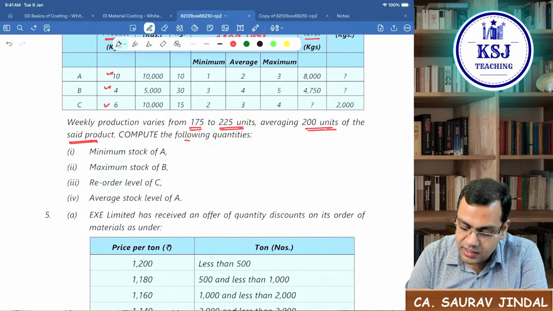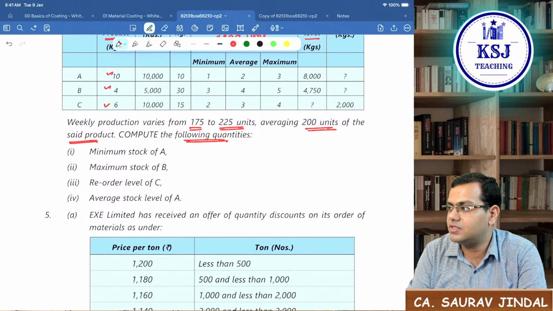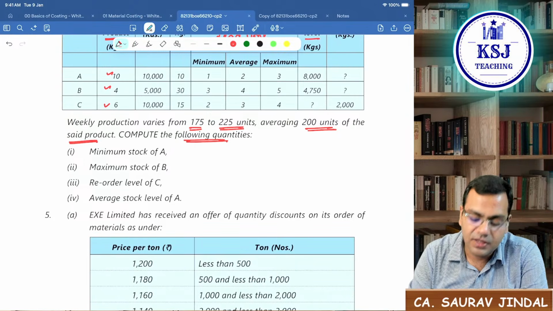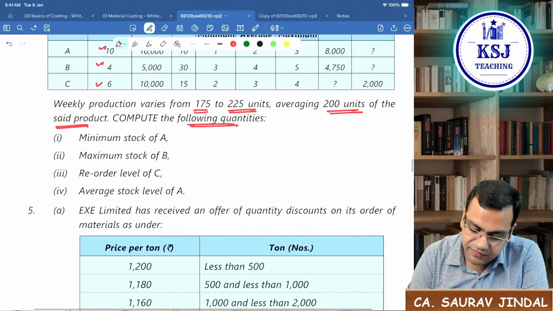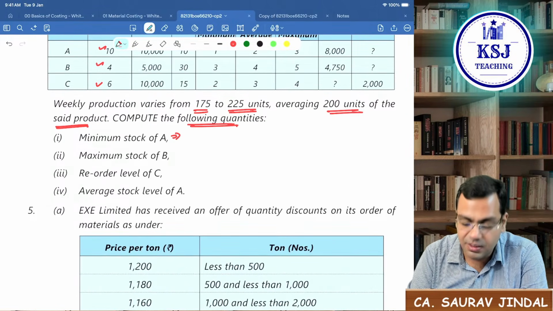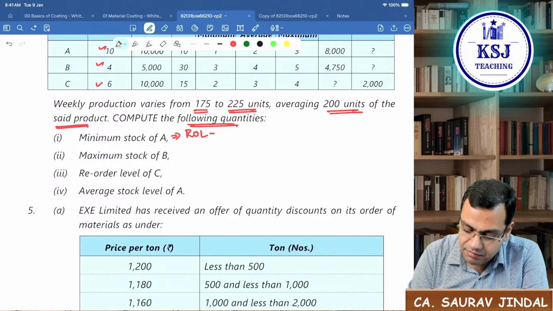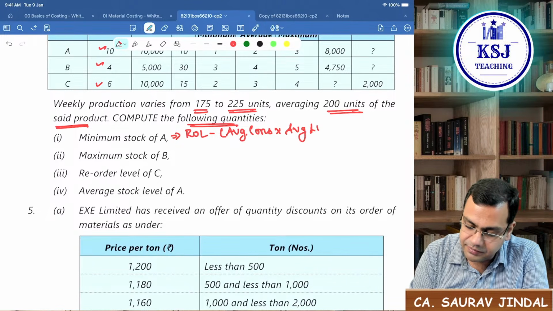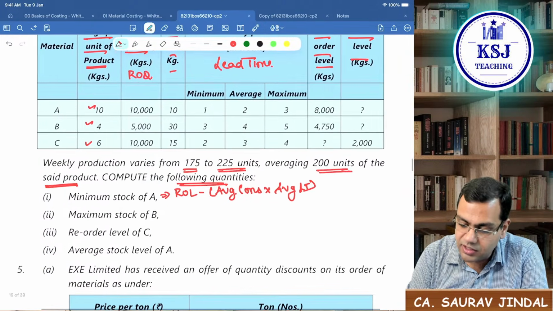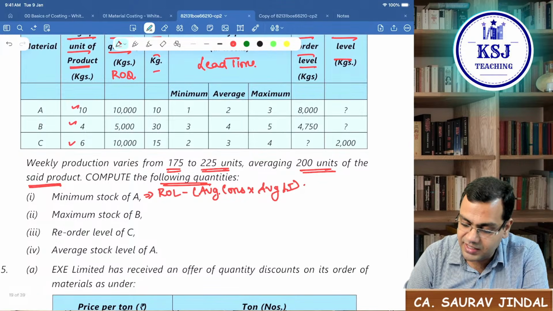Compute the following. Minimum stock of A is what we have to calculate. What will be the minimum level of A? Minimum level is ROL minus average consumption into average lead time, right? So what is the reorder level? Reorder level for A is already given to you, 8,000 minus.